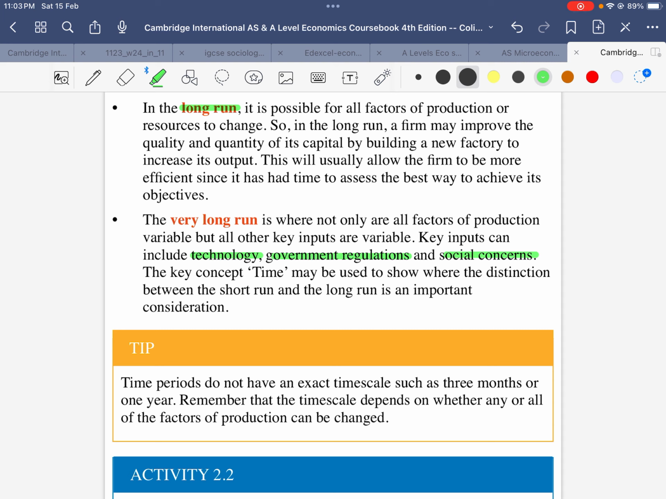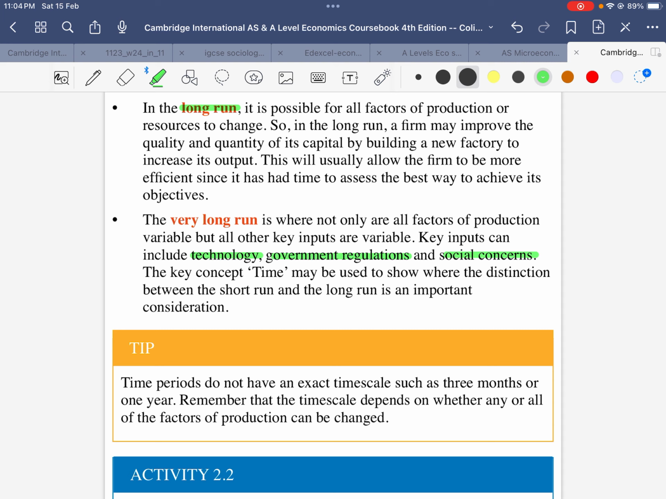Of course, in the very long run, you can adopt new technology if new technology is introduced. Technology is not introduced every other day. It takes years, or in present times at least 1 year or 1.5 years or at least 2 years to introduce new technology. Once that technology is introduced, you adopt it to improve your processes and reduce your cost in the long run. Government regulations can change, and government regulations do not change every now and then or every day like it happens in Pakistan. And social concerns also do not change within 1 year, it takes decades.